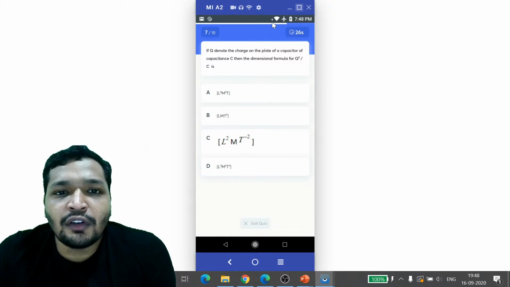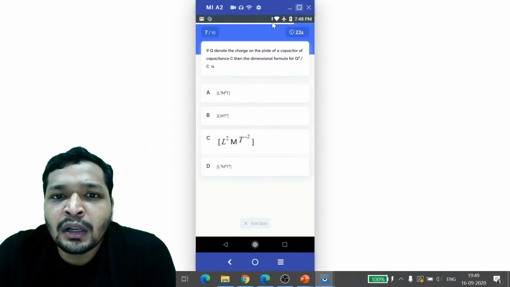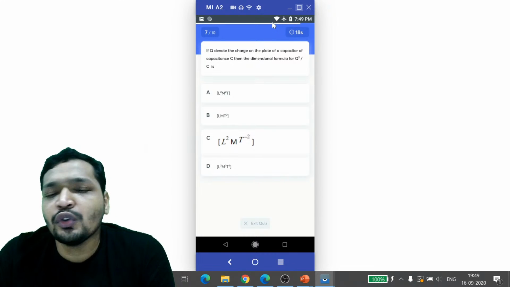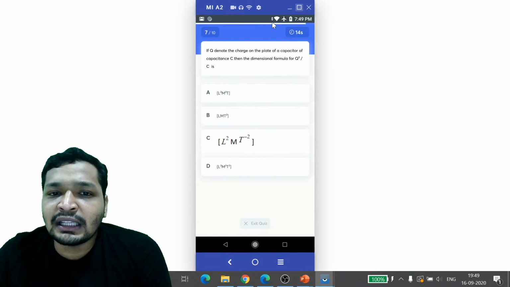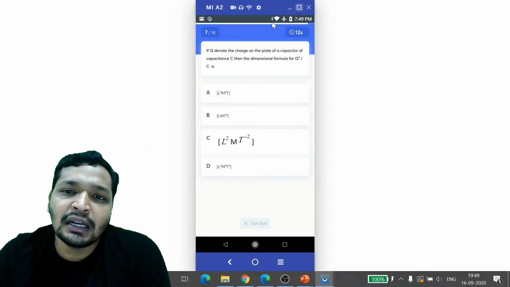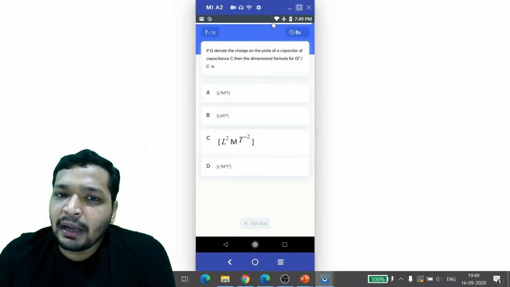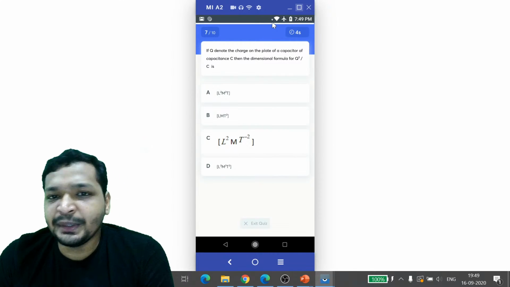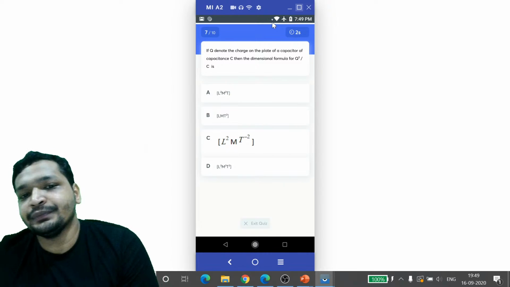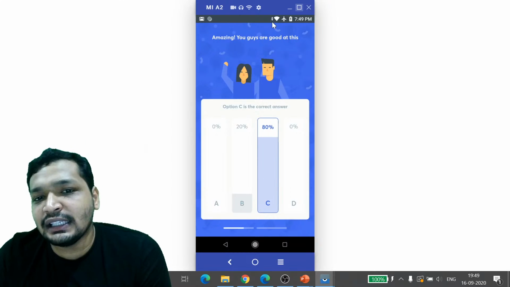Okay, let's first of all read the question. If Q denotes the charge on the plate of a capacitor of capacitance C, the dimensional formula of Q square by C is what? Q square by C should be matching with energy. Energy is nothing but force into displacement. That is going to be ML square T to the power minus 2. That should be the answer, should be C. Okay. So that was the easy one, I guess. Q square by 2C, if you remember, is energy.